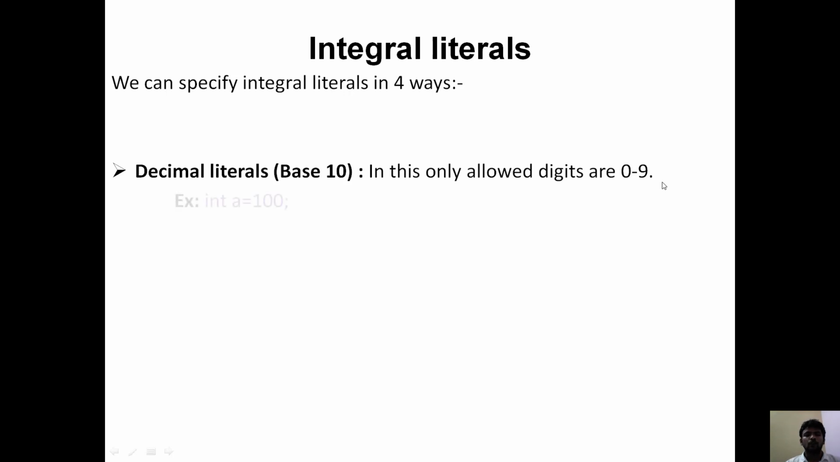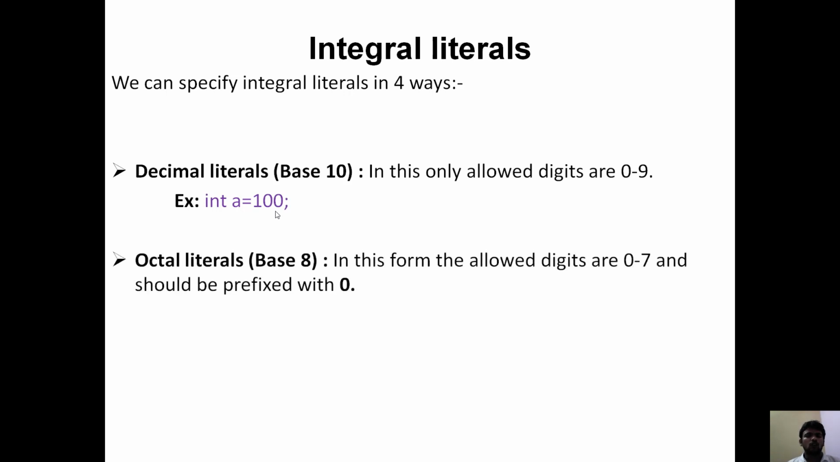Suppose you take an example, int a equals 100. All these digits 1, 0 and 0 are in between 0 to 9. So these are the only allowed digits. Next, the second one is octal literals. Octal literals follow base 8. As the name suggests, it is an octal value. Octal value means the values from 0 to 7, so in total we will have 8. So it is base 8.